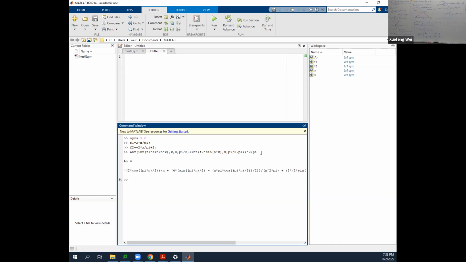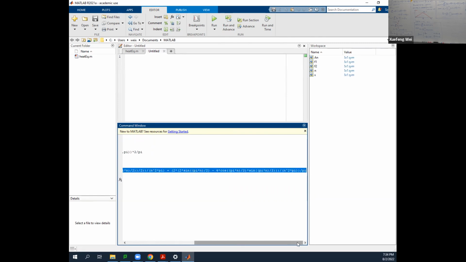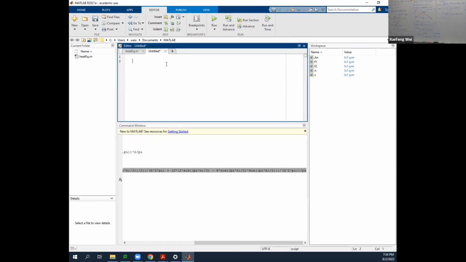Okay, now I have an. So I just copy this an. I copy this an to my equation, to my script. Okay, that's my an. I copy the entire thing here. This is my an equal to this.